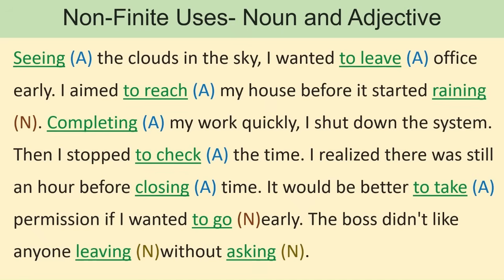Then you have the word raining. Raining does not have a noun behind it. Raining is doing the work of a noun. Therefore, this ing form is a noun. Completing my work quickly. Completing, the ing form, is followed by work, which is a noun. Therefore, it is an adjective. I shut down the system. Then I stopped to check the time. Time is a noun, therefore to check is an adjective.